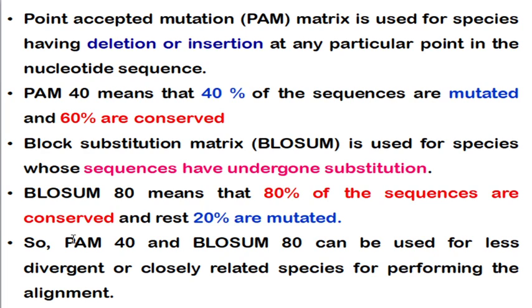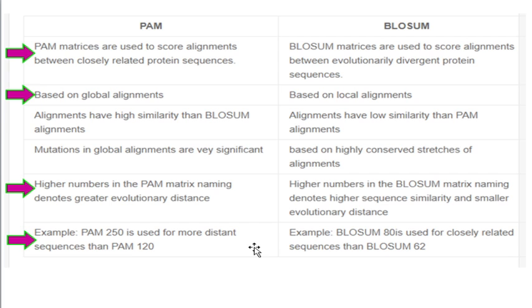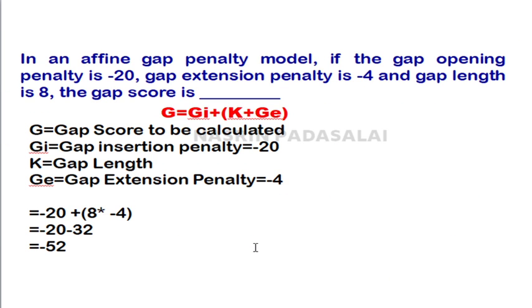Next, PAM40 and BLOSUM 80 are generally used for less divergent or closely related species for performing alignment. Whereas if you take PAM250 or BLOSUM 40 et al., you can use these two matrices in case you want to align distantly related sequences or sequences which don't possess any similarity.